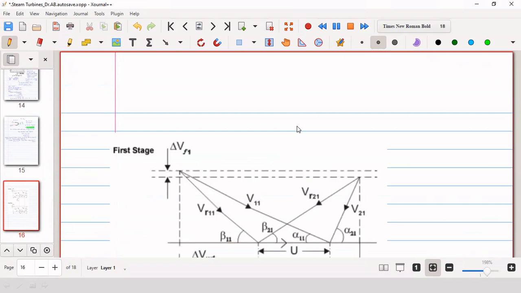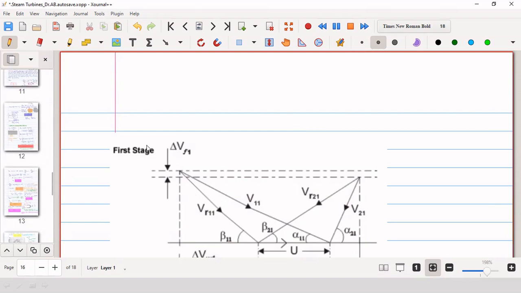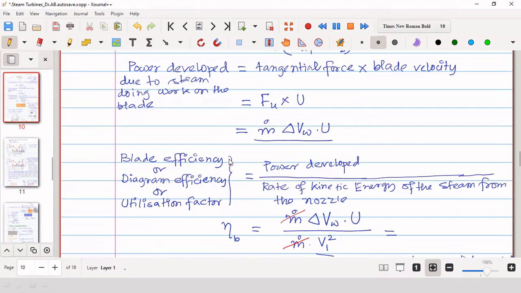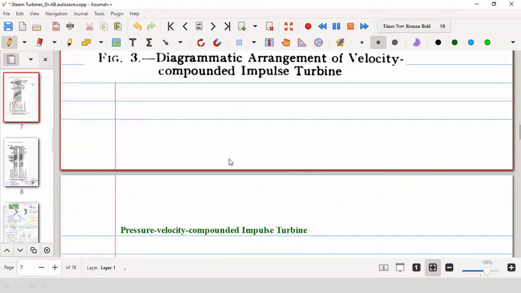Now, as we know that for a velocity compounded impulse turbine, there will be basically a single wheel, and on that there will be rows of moving blades. So that is called a two-row wheel or a three-row wheel, that we have seen in the second class of impulse turbine. Just to remind you, I'm showing the velocity compounded impulse turbine.